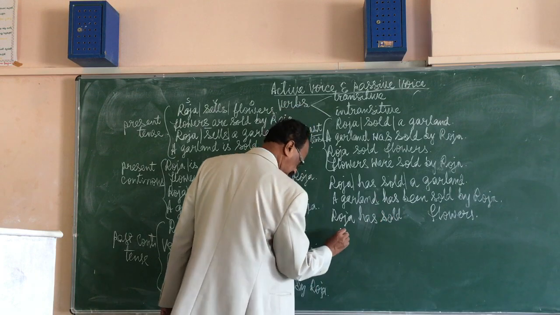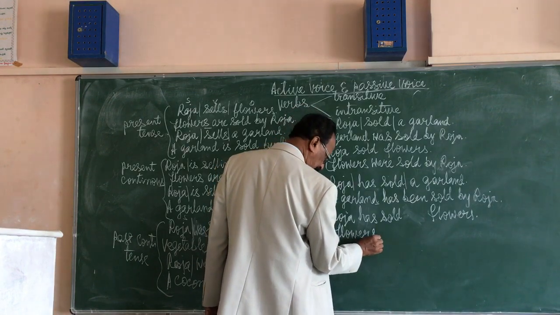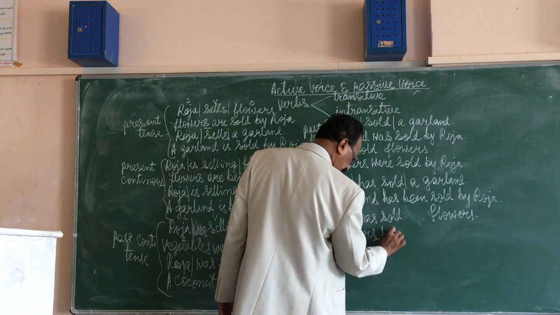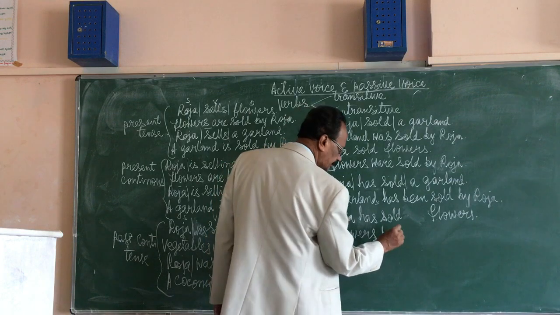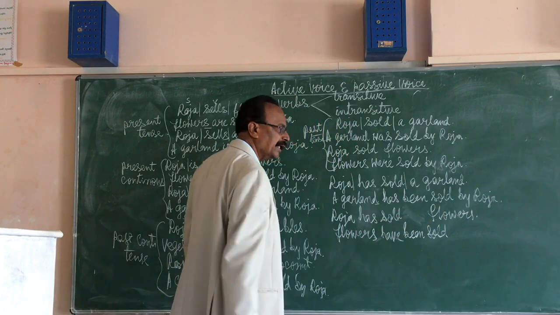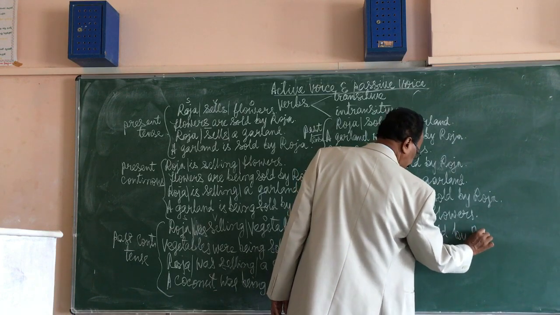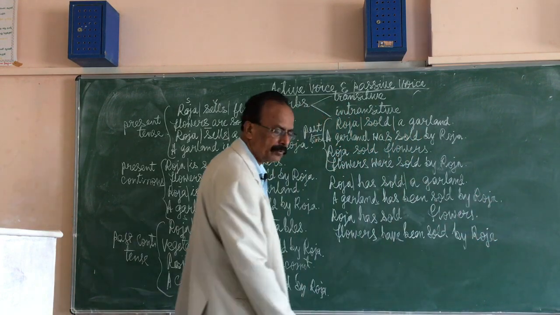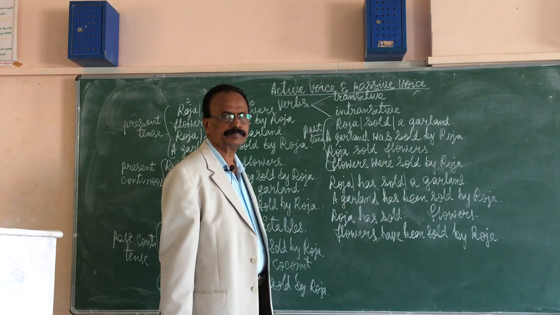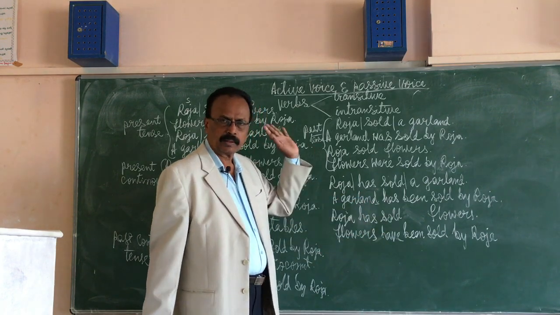Rohita sold flowers. Flowers comes to the first place. It becomes subject. When the subject is plural, the verb also must be plural. Has is present singular and the present perfect plural is have. Have been sold, not have sold. Been is added to make it passive. Flowers have been sold by Roja. Subject is singular, so verb is singular. Subject is plural, verb is plural.